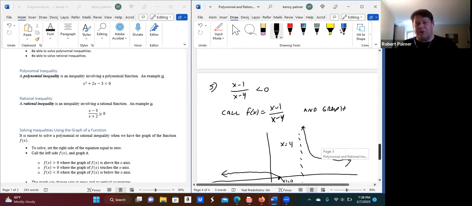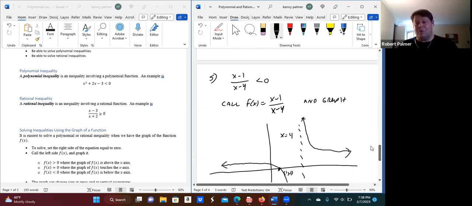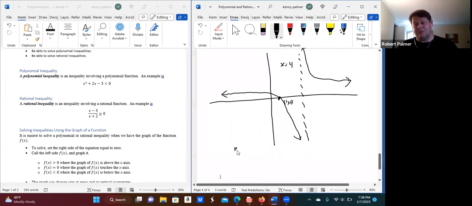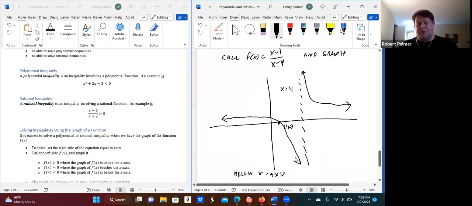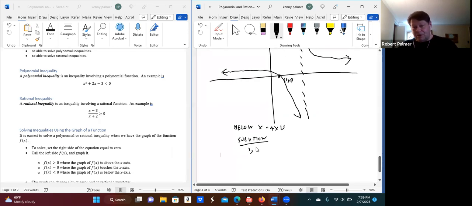Our question was, where is this less than 0? Where is it below the x-axis? Actually, only one place, right here. So where does it start below the x-axis? Well, here at 1. Then where does it stop being below the x-axis? Well, at the vertical asymptote, the graph gets as close as possible without ever actually touching or crossing it. So essentially it stops at 4, 1 to 4.